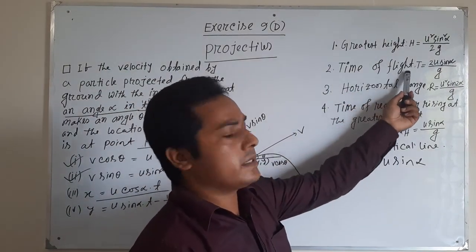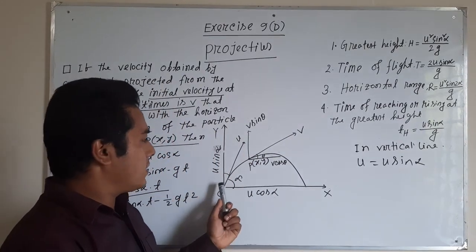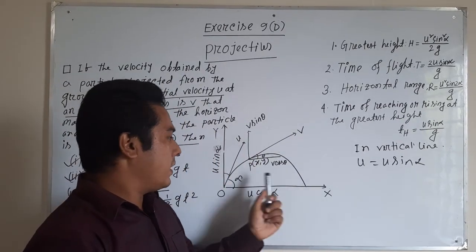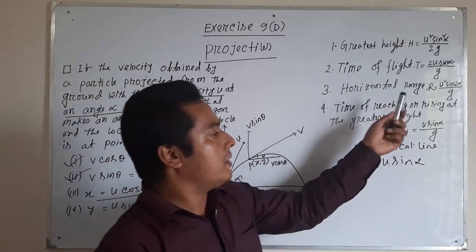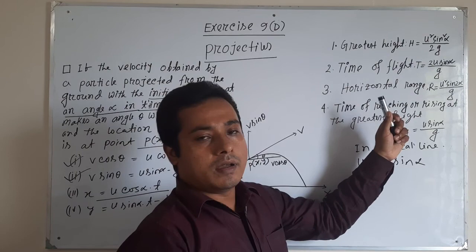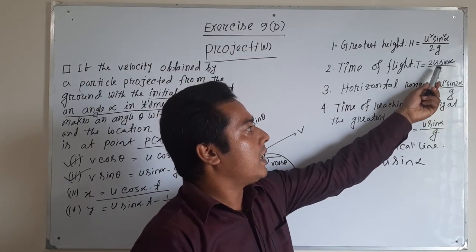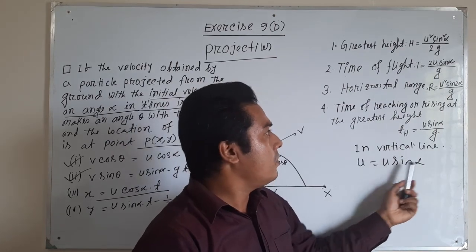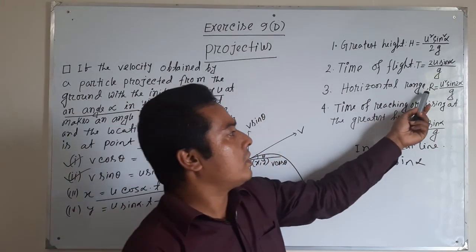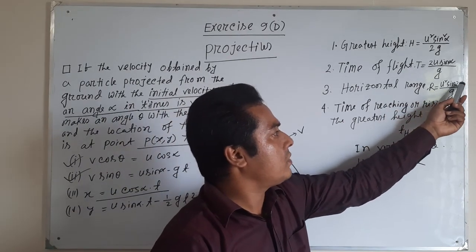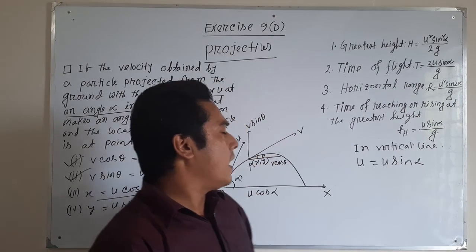Then time of flight, total time of flight. If the particle is thrown upward, then it will reach this point, and this is called the total time of flight. In the previous case, if the particle is thrown upward, it is 2u divided by g, and now u will be u sin alpha, divided by g. And the horizontal range R is equal to u square sin 2 alpha divided by g.